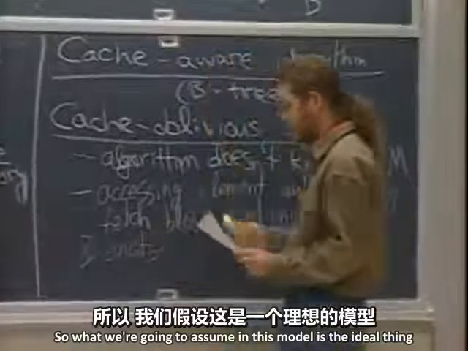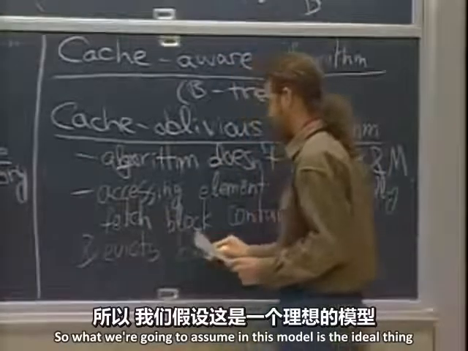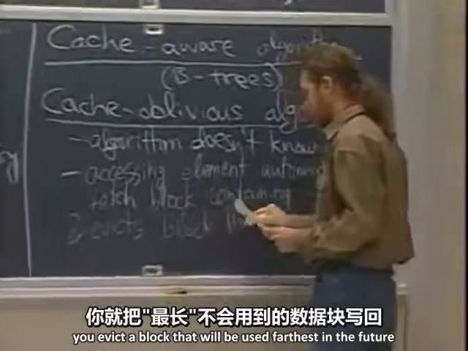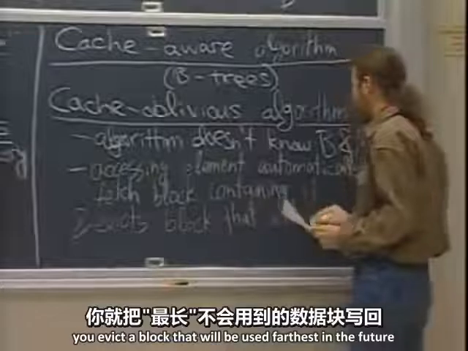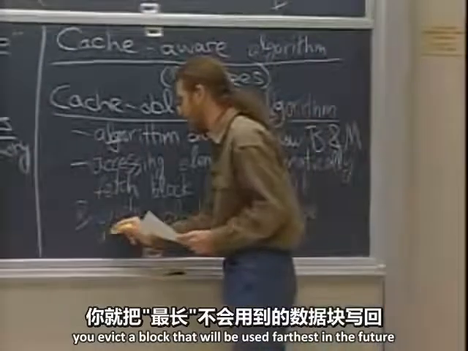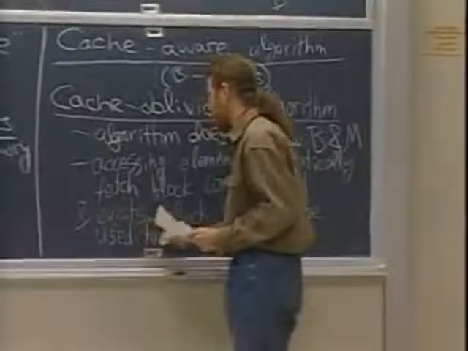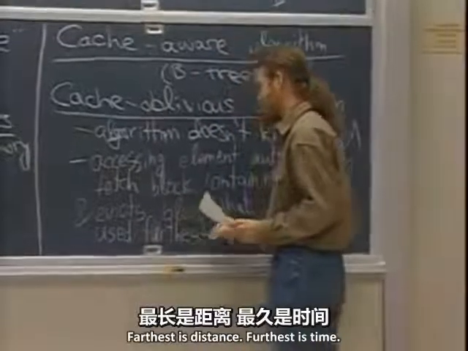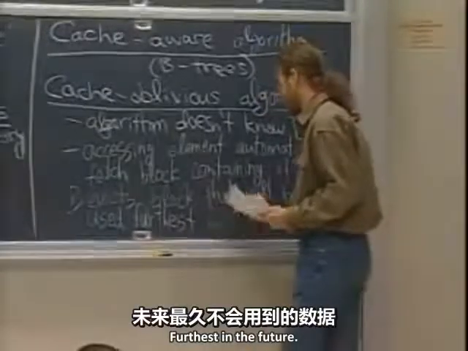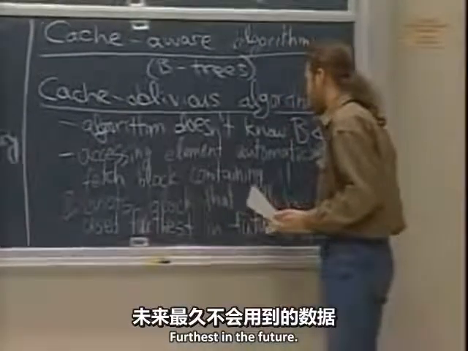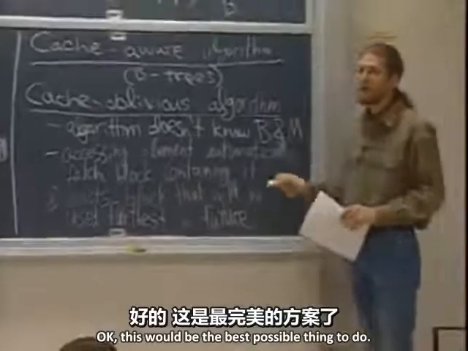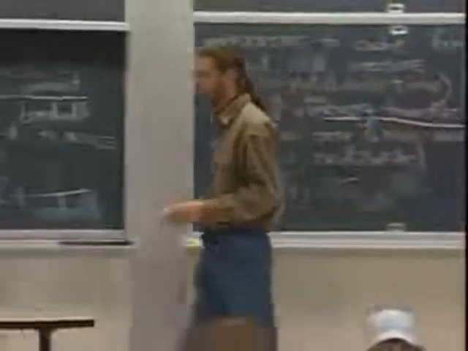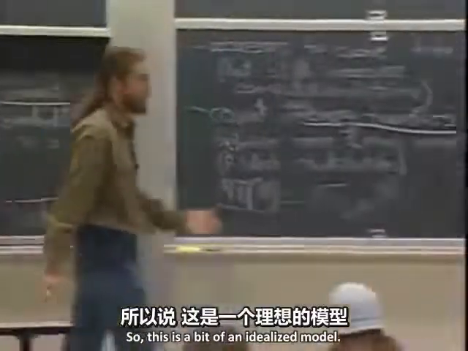So what we're going to assume in this model is the ideal thing. That when you fetch a new block, if your cache is full, you evict a block that will be used furthest in the future. Farthest is distance, furthest is time. Furthest in the future. Okay, this would be the best possible thing to do. It's a little bit hard to do in practice because you don't know the future, generally, unless you're omniscient. So this is a bit of an idealized model.